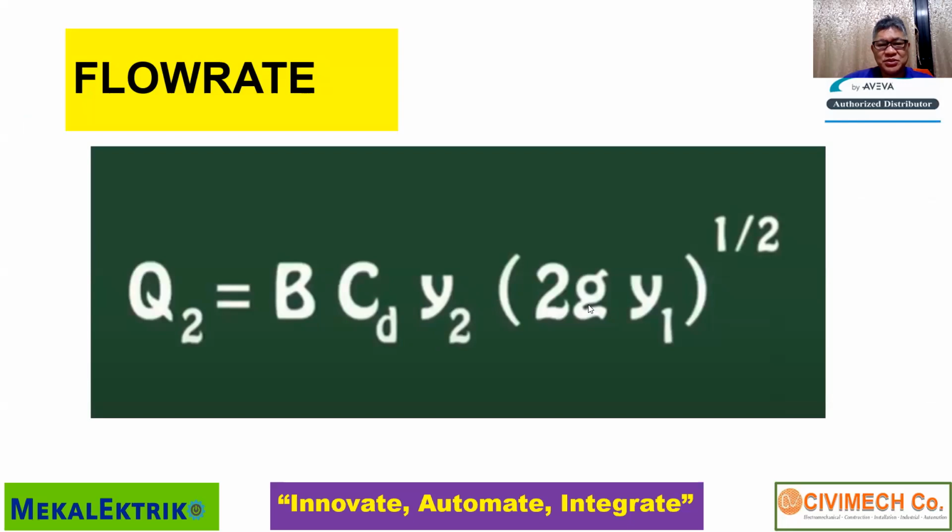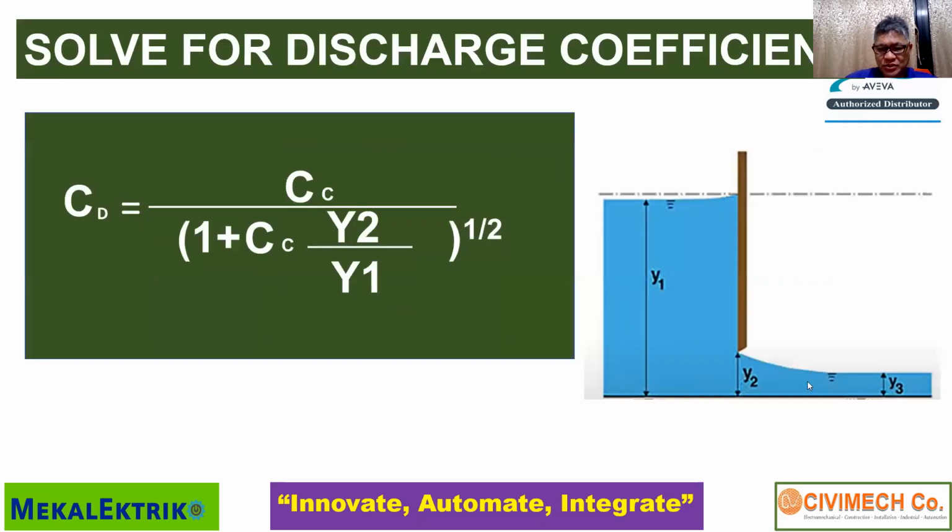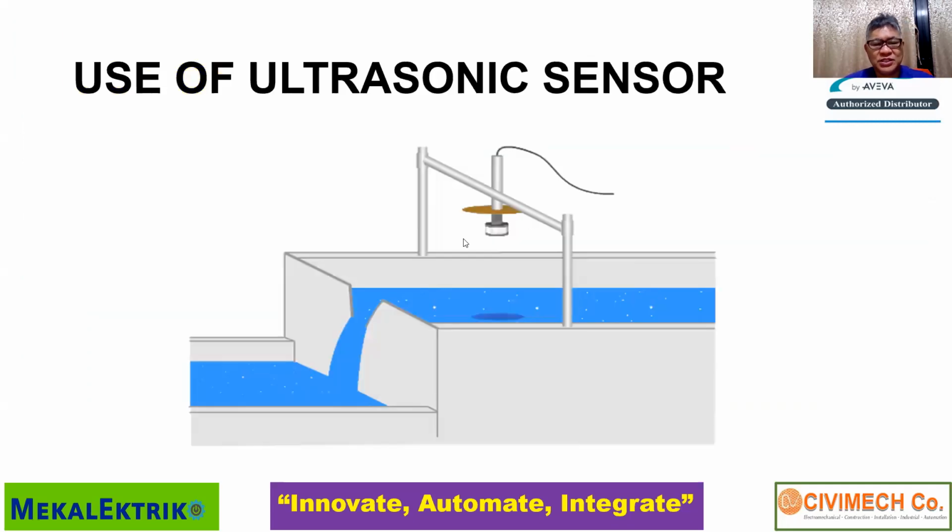Then how can we measure Y3, Y1? Of course, Y2 we can measure by determining the opening of the gate by position encoder. We can measure Y1 and Y3 using an ultrasonic sensor. For example, this is your channel, an open channel. You can use an ultrasonic sensor.